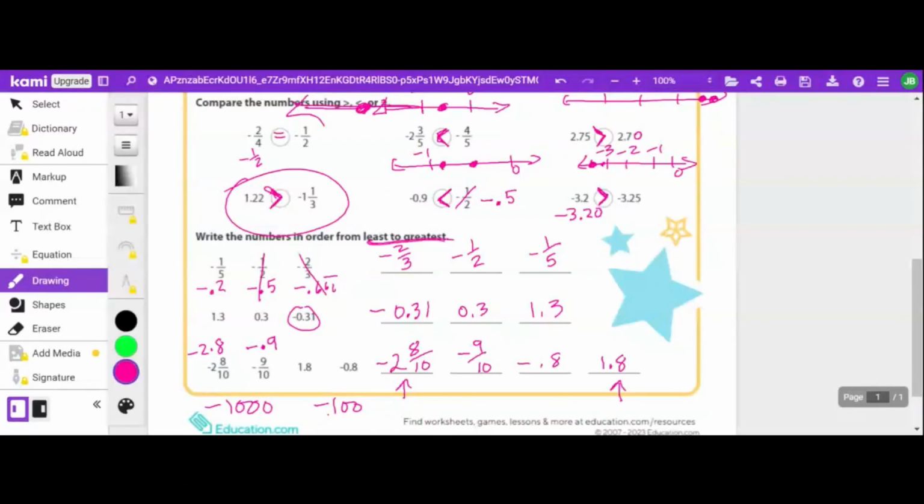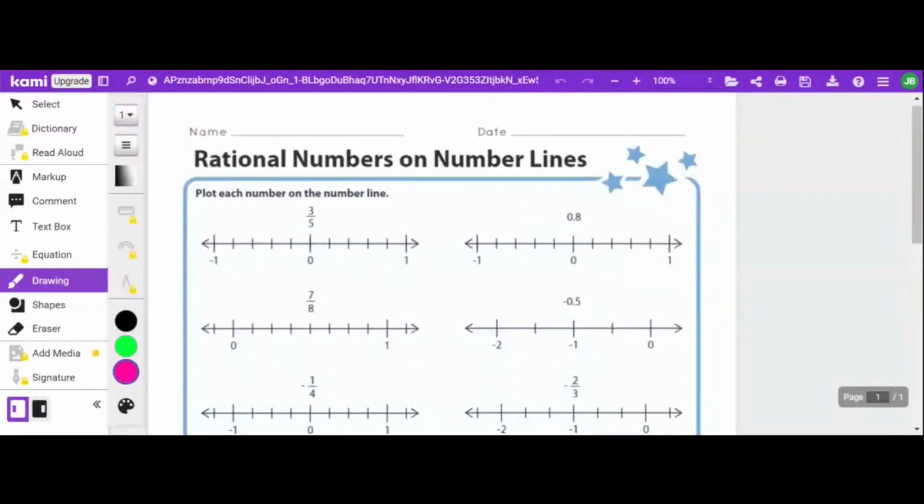All right, so give me a second here. Okay, it should look like this.